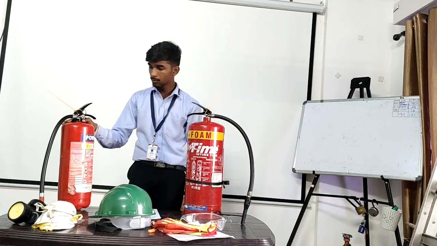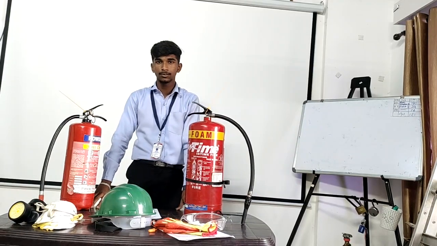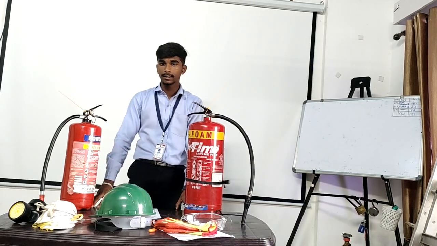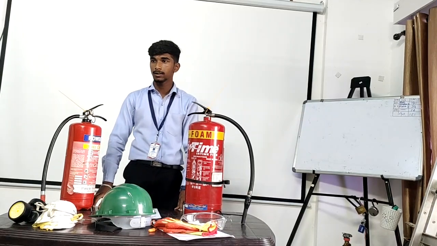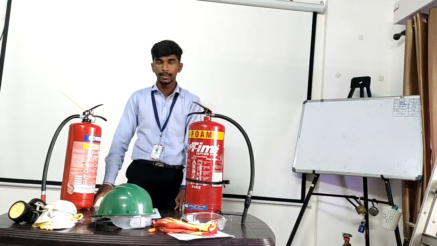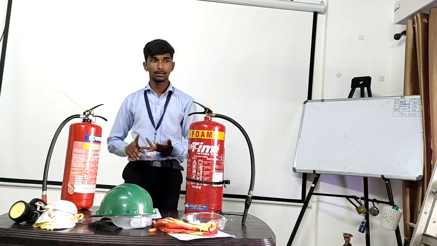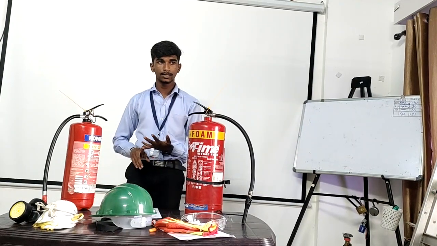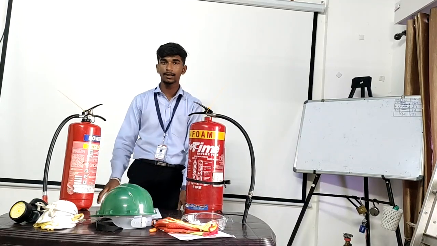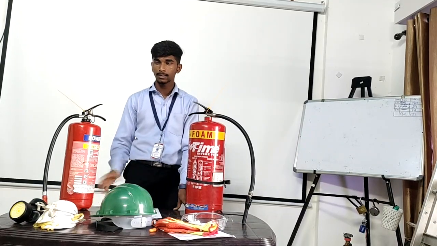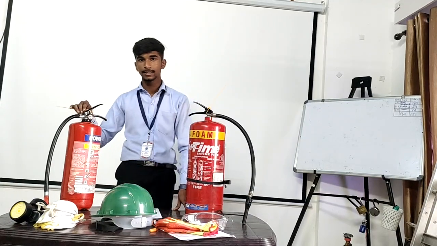Fire extinguishers are the easiest and most portable devices used to extinguish fires, and there are other devices to alert people at the time of fire, such as fire alarms, fire sirens and other things. They just alert people around the area, but these things cannot extinguish the fire.